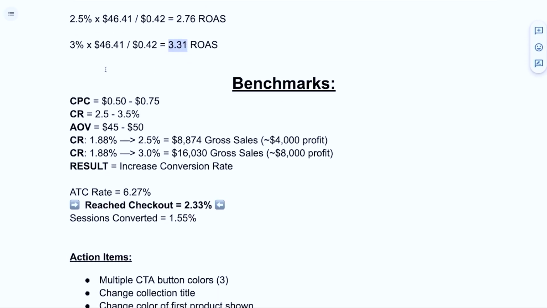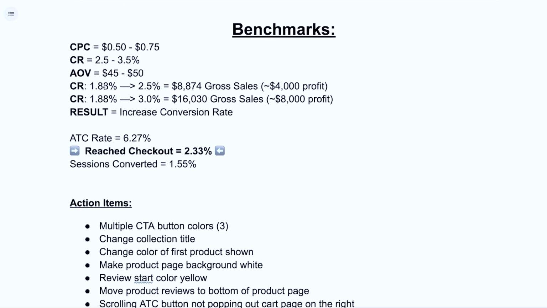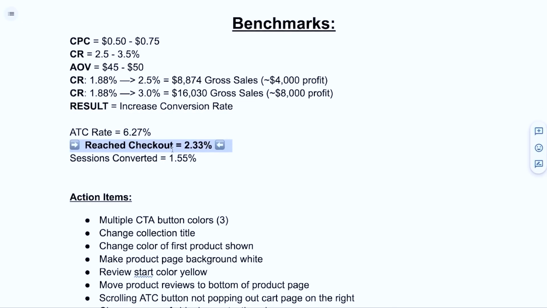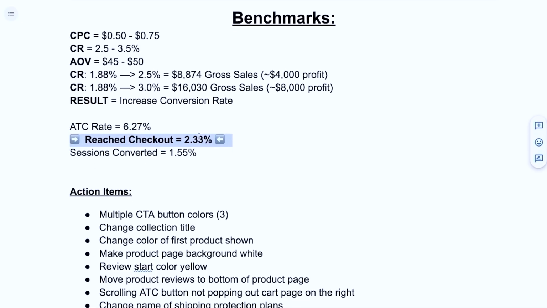Then, and again, the calculator does this, the question is, okay, so we want to increase the conversion rate. What number do we focus on? Because we learned that conversion rate is broken down into three: the add to cart rate, then the reach checkout, then the sessions converted. So add to cart rate is at 6.27, but their reach checkout is at 2.33%, which is a big drop off. We want this to be at 70% of that.